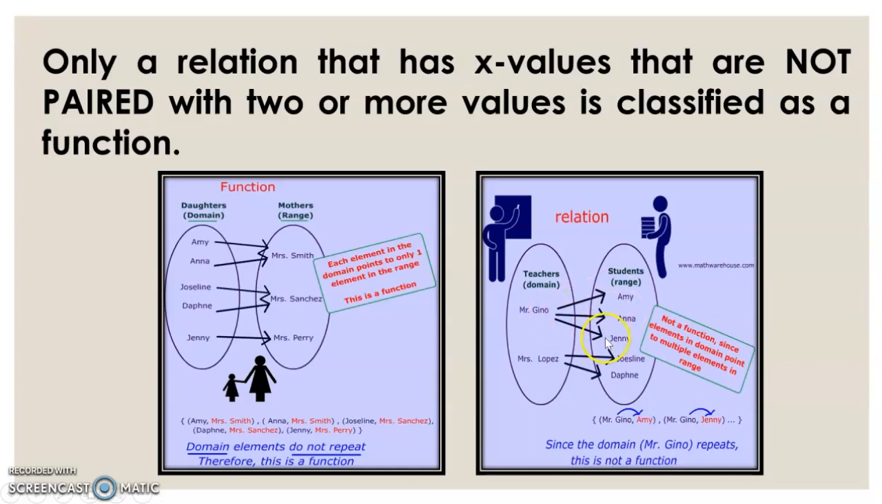And ito naman ay hindi function, just a mere relation dahil si Mr. Gino ay may 3 pares sa y at si Mrs. Lopez ay may 2 pares sa y. So these are the basic things that you need to know about relations and functions.